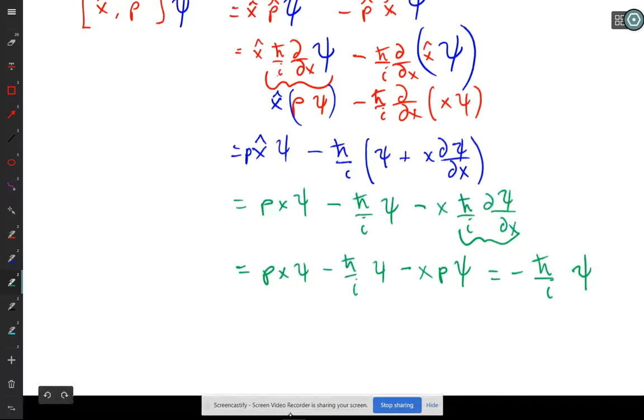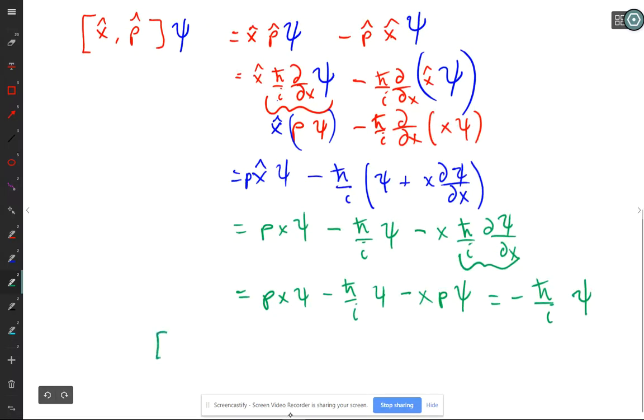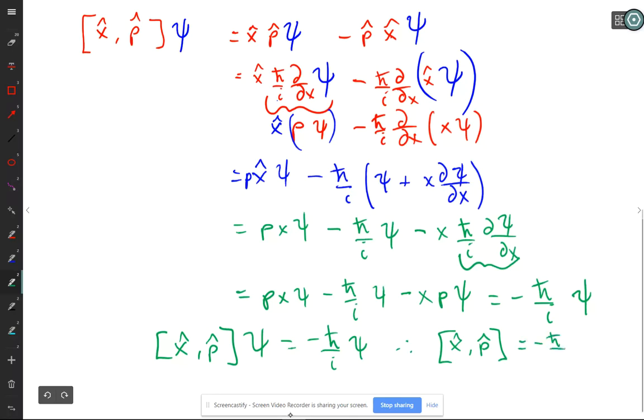So what we have now in the end, I can summarize as X hat comma P hat operate on psi is equal to minus ħ over i psi. Therefore, for any psi, the commutator, so we call this the commutator when it's in the brackets, is equal to minus ħ over i or iħ. So that's how you calculate a commutator.